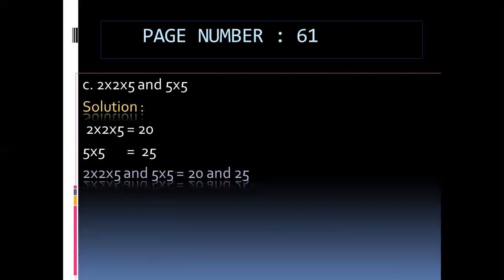Part C, 2 multiplied by 2 multiplied by 5. We check that this set is the prime factors of which number. After the multiplication, we see that this is 20. So 2 multiplied by 2 multiplied by 5 are the prime factors of 20. The turn of the second set, 5 multiplied by 5, which is 25. So 5 multiplied by 5 are the prime factors of 25, which is the whole number.